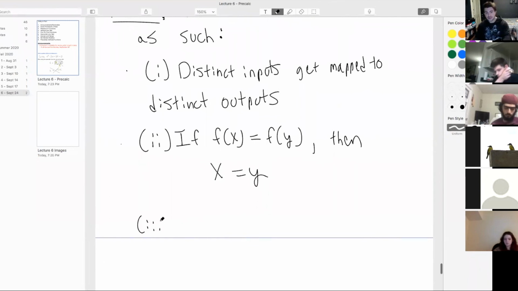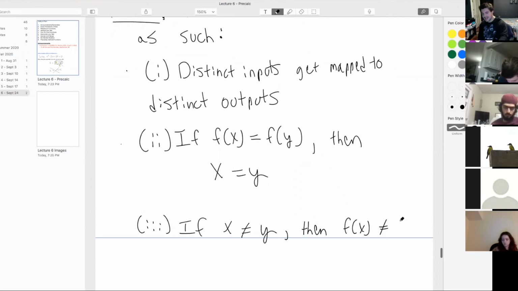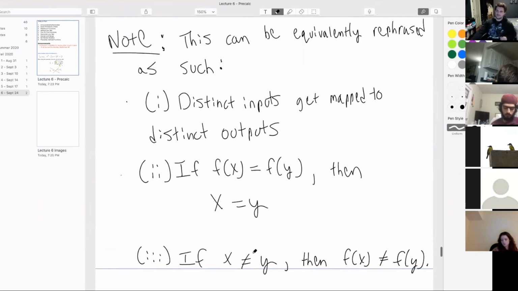And thirdly, is just a symbolic representation of number one. If x does not equal y, then f of x does not equal f of y. So I hope everyone can see that 1 and 3 are the same thing. 3 is just the symbolic representation of 1. x not being equal to y means that the inputs are distinct, and f of x not equaling f of y is saying that the outputs are distinct.